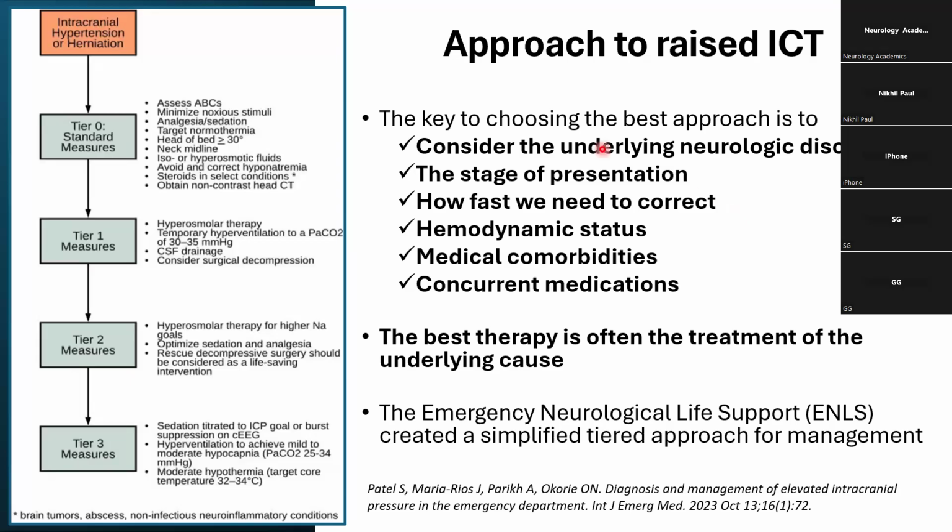So this is one such algorithm which was proposed by the Emergency Neurological Life Support group. They have graded these approaches into tier 0, 1, 2, 3 measures. Tier 0 are our basic approaches such as head end elevation, keeping the neck in the center, and avoiding unnecessary stimuli. We'll look into all these measures in the subsequent slides.